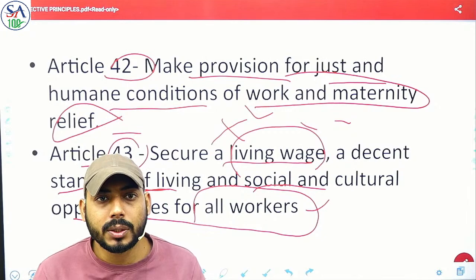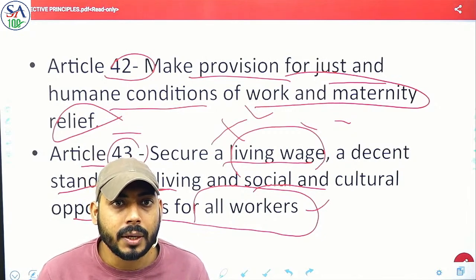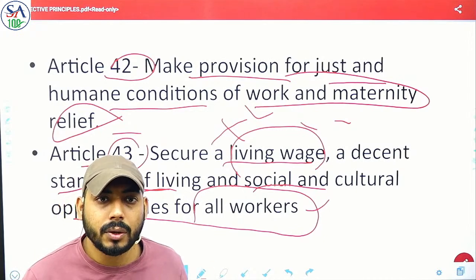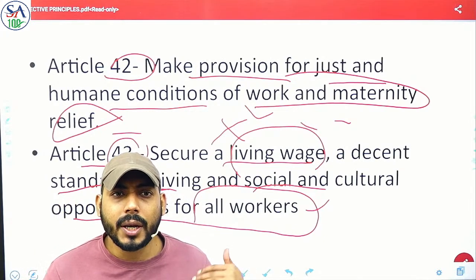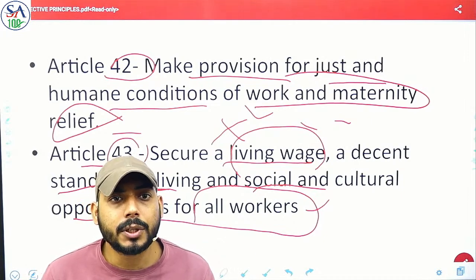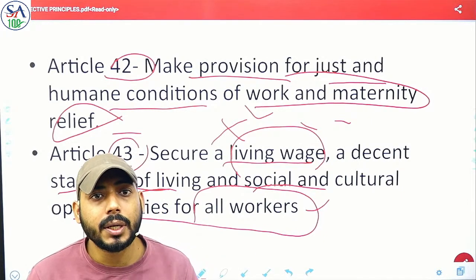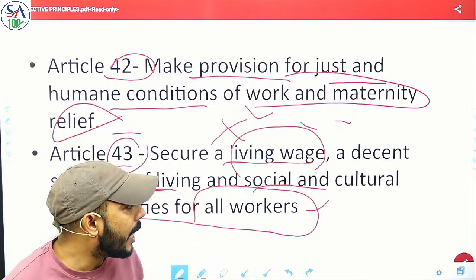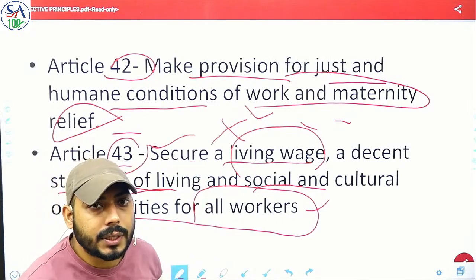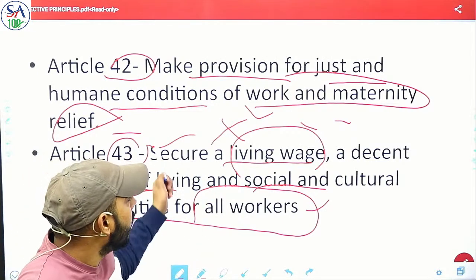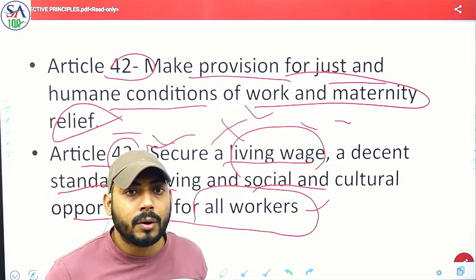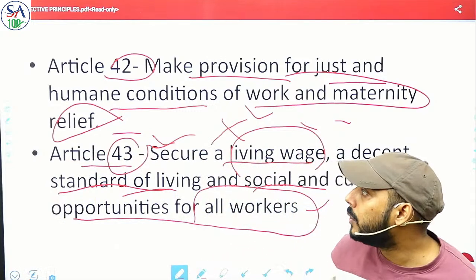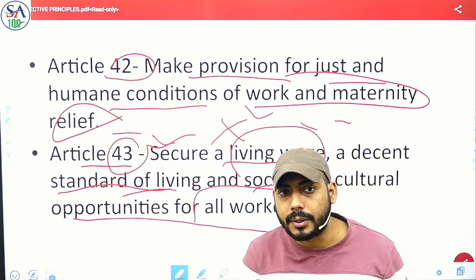That a person from Bihar, if he goes to work in any southern Indian state, or in Delhi, or in Haryana, or in any other state, then that person should also be able to get ration in the state where he is migrating. That was done under Article 43. These directions are given by DPSP to the state. I hope you are getting every point which is enshrined under different articles.